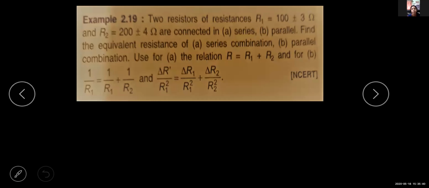And the last question: two resistors R1 and R2 with the given values are connected in series and parallel. Find the equivalent resistance of the series combination and parallel combination, and use the relation R equal to R1 plus R2 for series combination, and 1 upon R' equal to 1 upon R1 plus 1 upon R2 for parallel combination, and delta R' upon R' square equal to delta R1 upon R1 square plus delta R2 upon R2 square. Use these relations and find the answer.